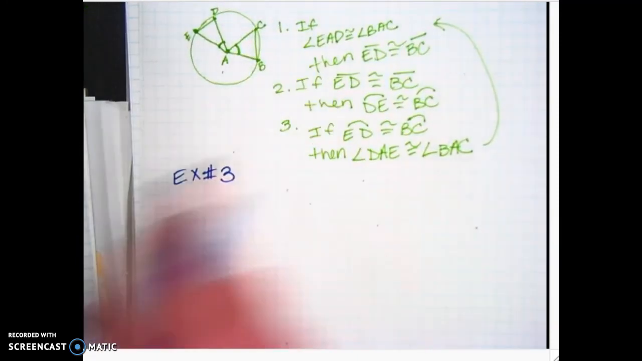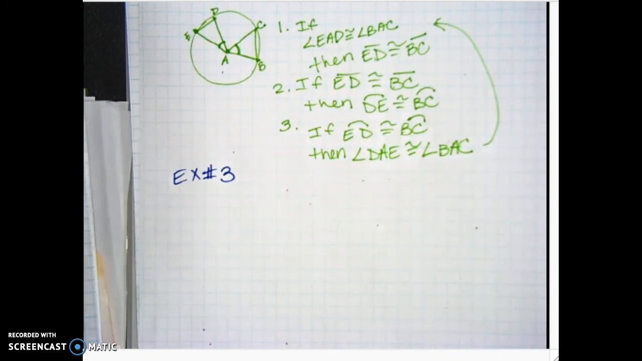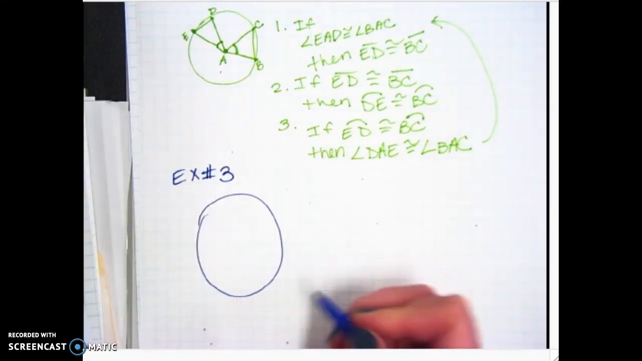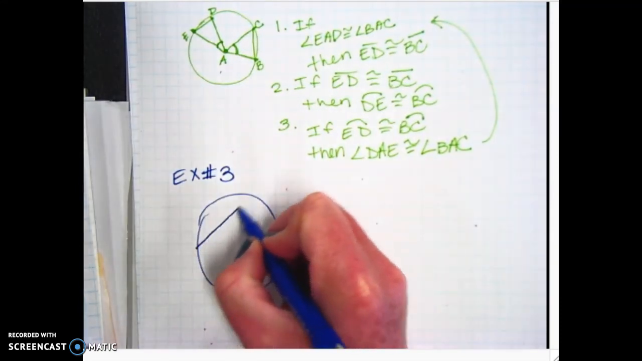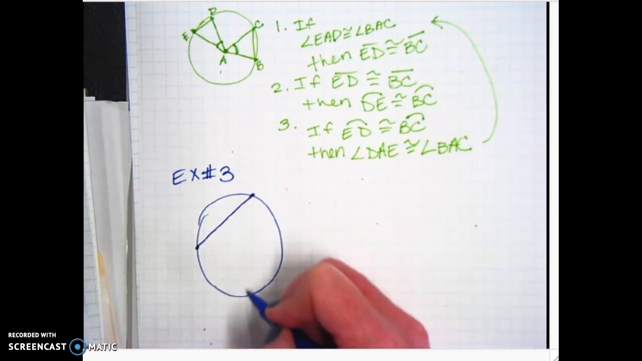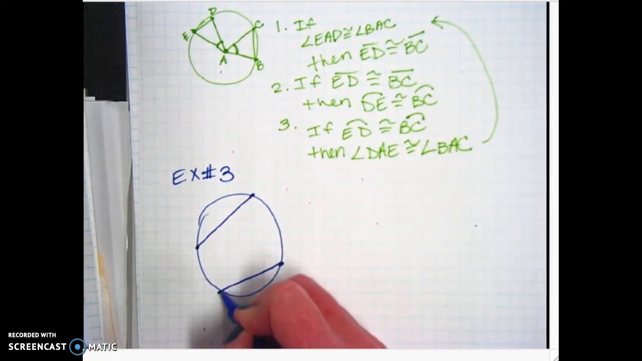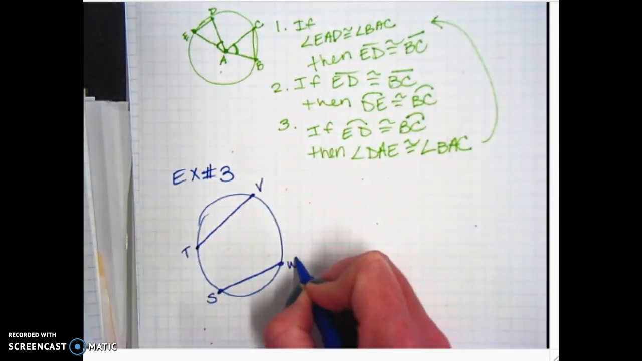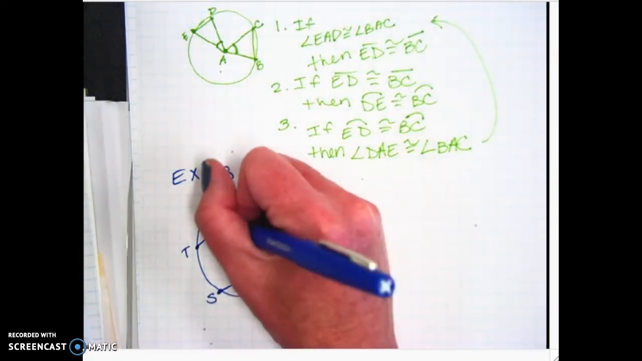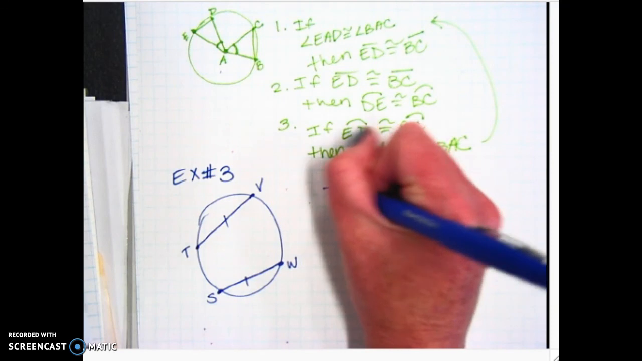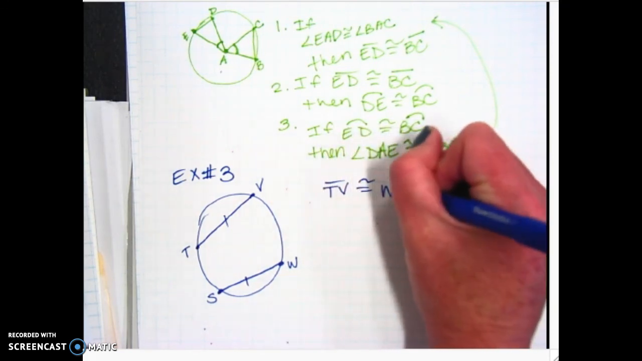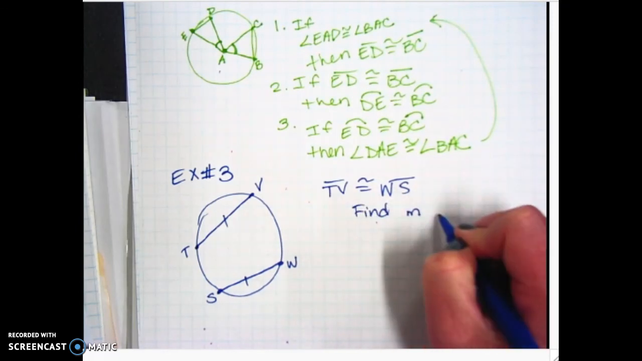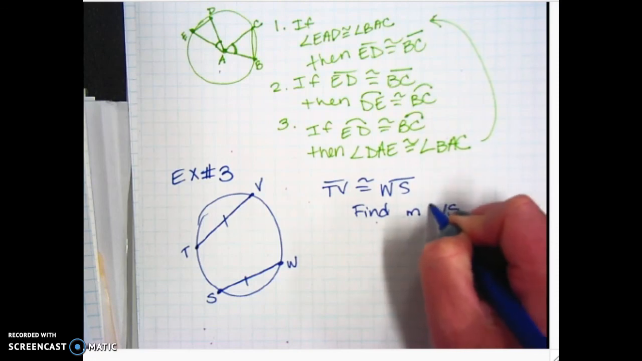All right, if you still need this, it's on this sheet right here. Okay, so example number 3, we're going to draw a circle. And on this circle, we're going to draw a chord over here and a chord over here. This chord is TV, and this chord down here is SW. These two chords are congruent. So that's the first statement we're going to say, is that TV is congruent to WS. Awesome. So we're going to find the measure of arc WS.